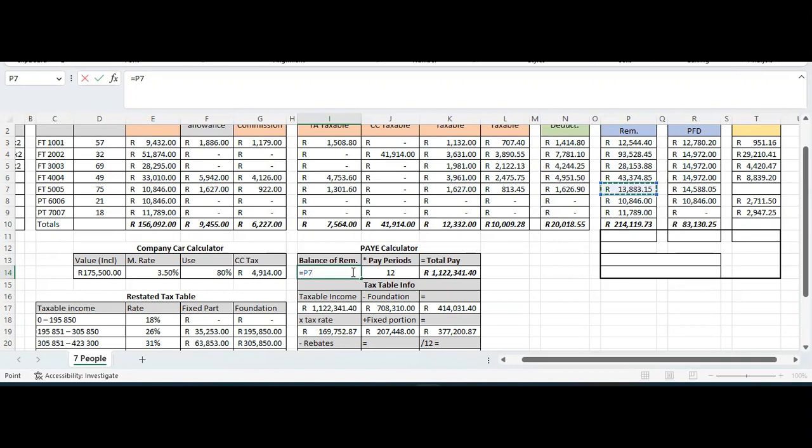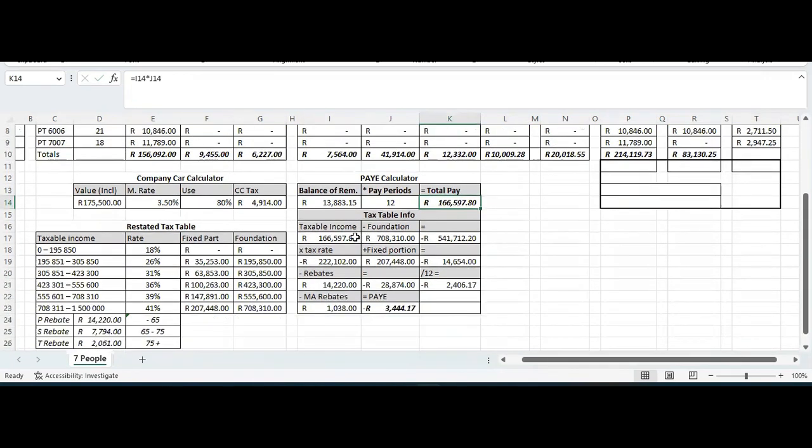We put down his balance of remuneration. Let me say it's equal. Just undo that because I've done it before. So his balance of remuneration, now that I'm doing it properly, is 13,883. So we put it in there. He does not get a 13th check, so only 12 pay periods gives us 166,597 and 80 cents. Let's bring this in here.